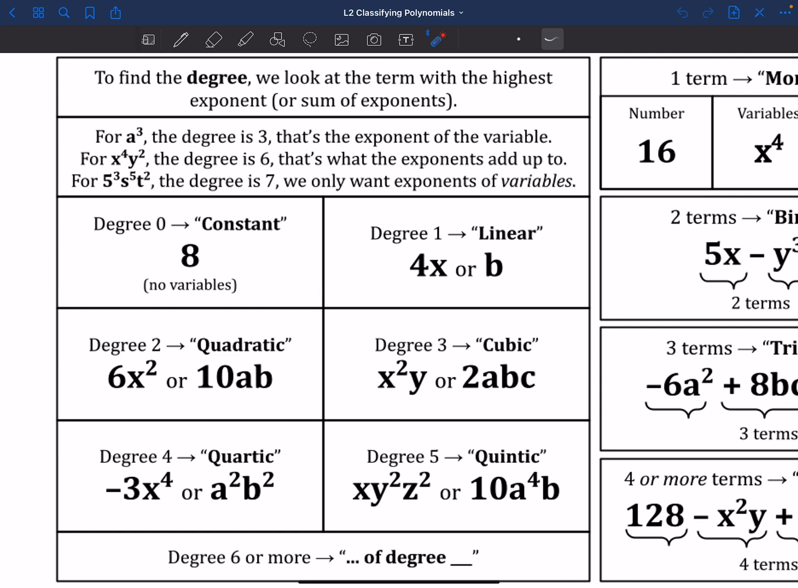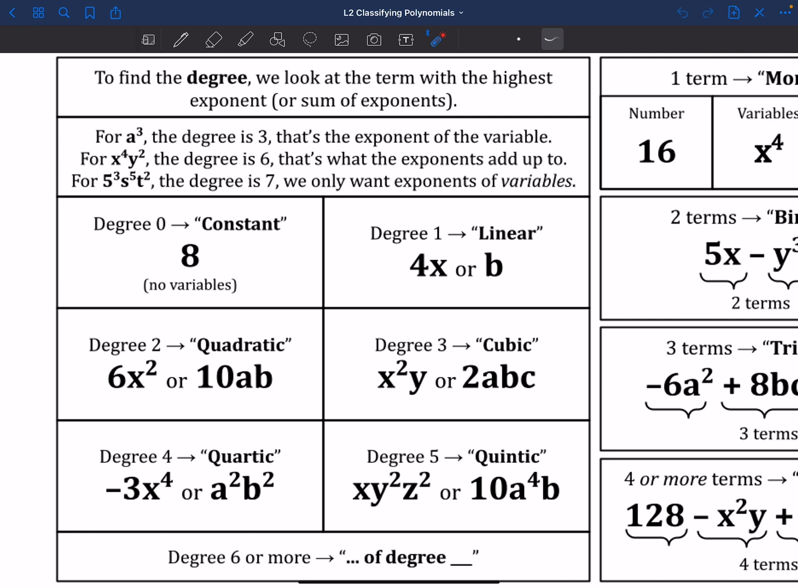We have all these different names for them. If it's just a constant, no variables at all, it's got a degree of 0. So it's just a constant. If it has a degree of 1, we call it linear. These are the ones that would result in a graph where you'd have a line, just like you've graphed in the past. That's what those would come out as if you graphed them. If you have a degree of 2, it's called a quadratic. Those ones have graphs that look like parabolas, which you've probably heard about in the past.